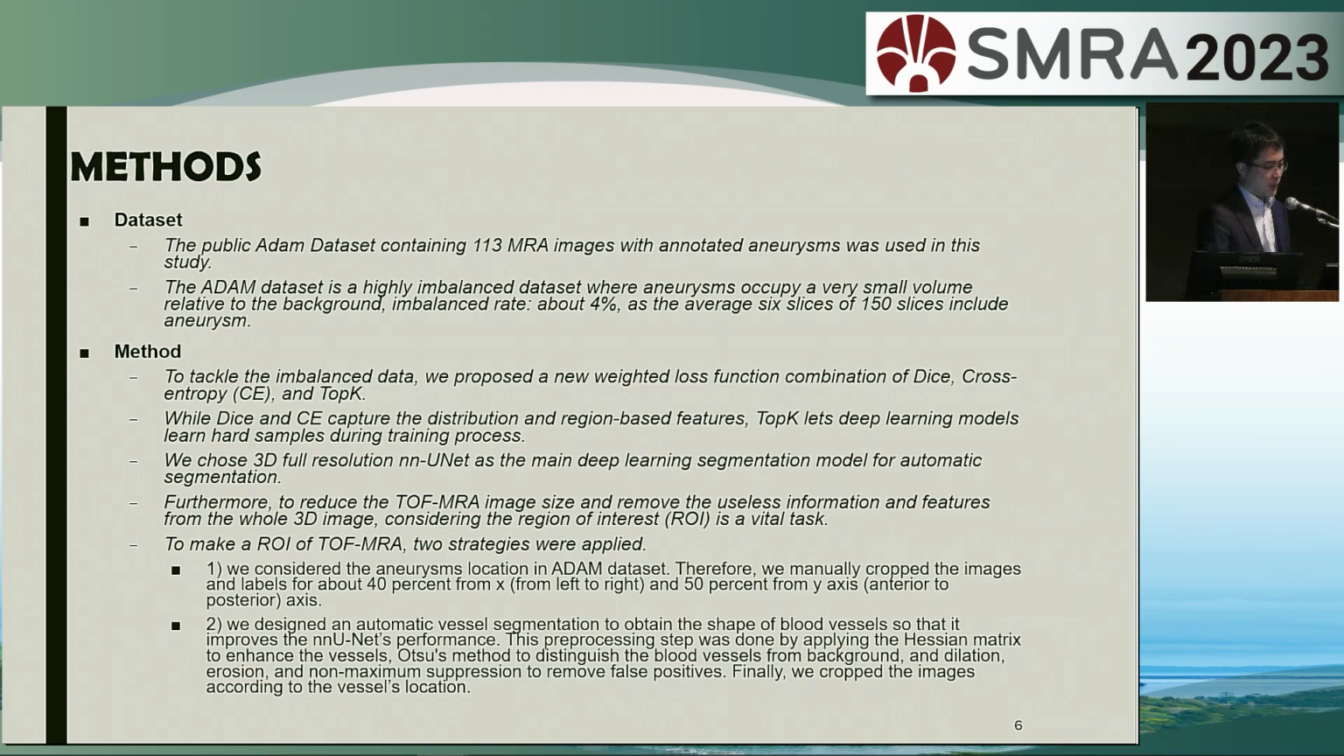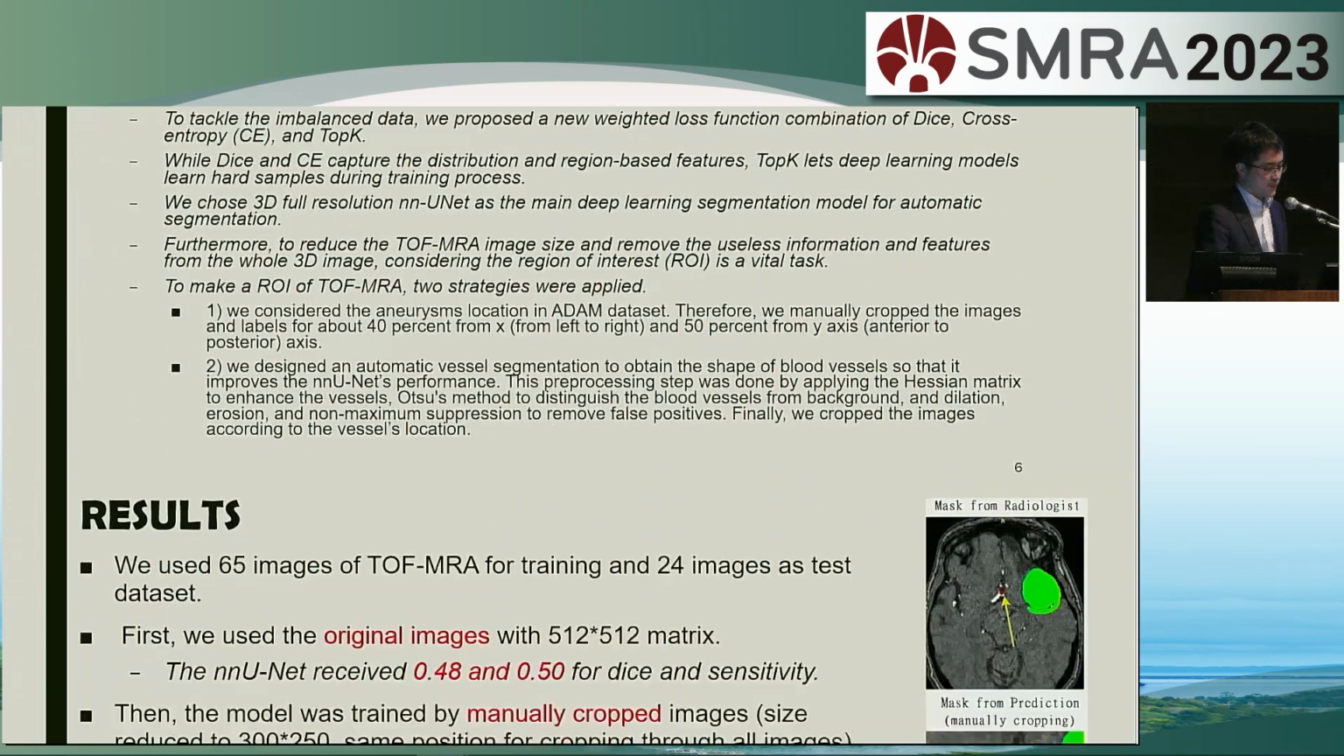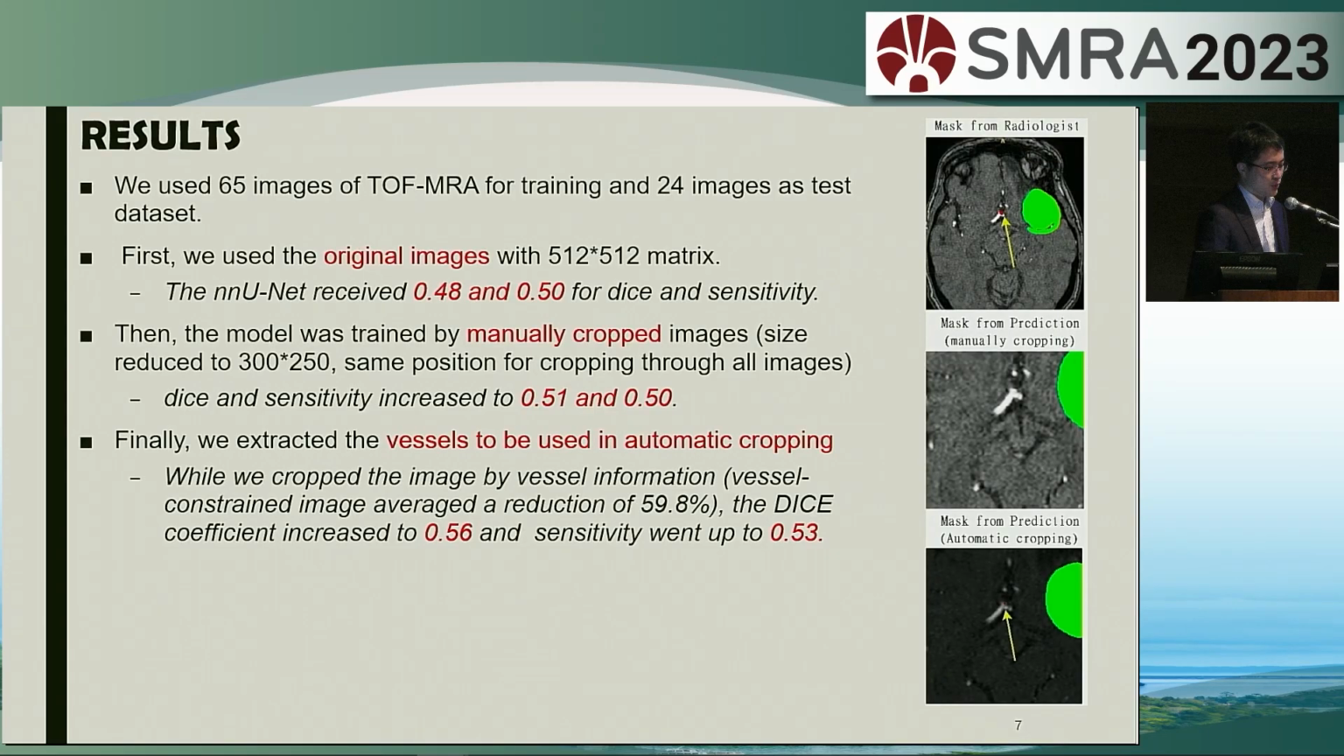So this uses a public data set of 113 MRA images, and we use a combined loss function and also nnU-Net, which was talked about previously in the challenge. And here are the results. The original Dice is quite low because aneurysm detection is a very challenging task. You can see nnU-Net only achieves about 0.48 Dice. And then the manually cropped image actually increased it a little bit to 0.51. And finally, we use this automatic cropping and increase the Dice to 0.56.